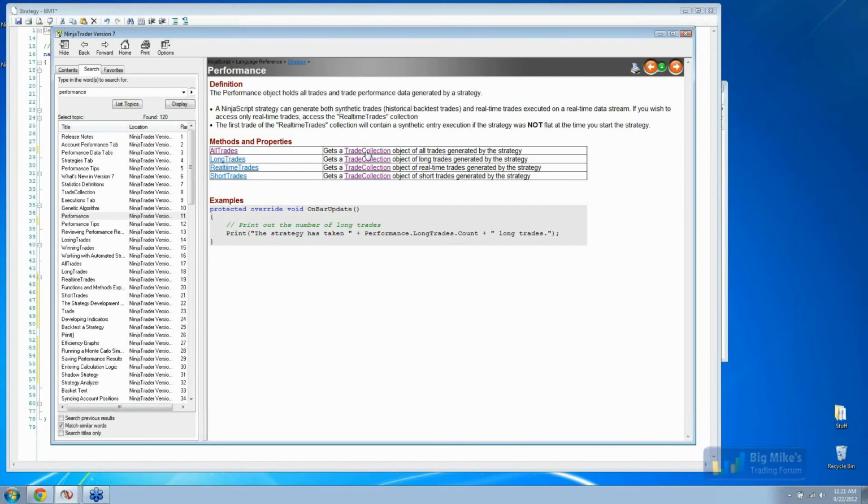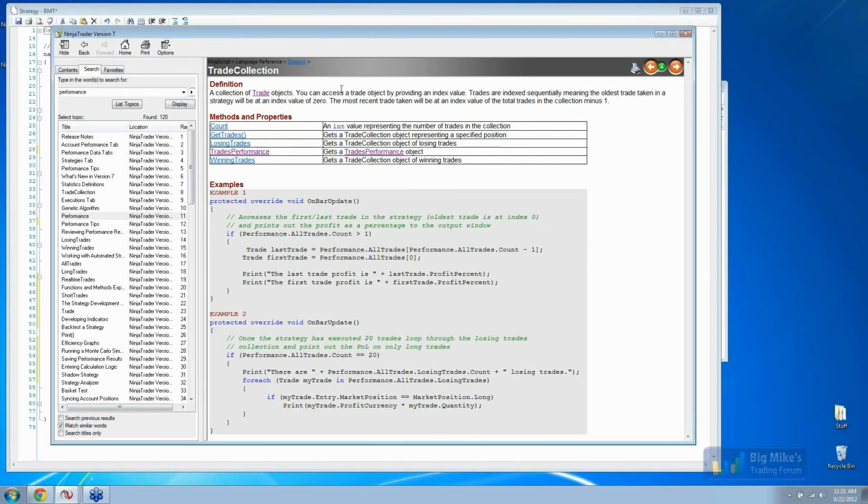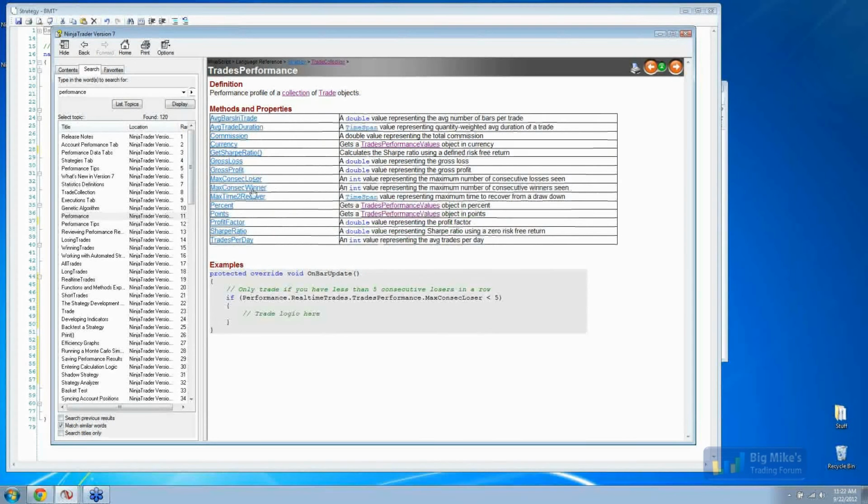So if I go ahead and click on trade collection over here, it brings me over to the trade collection article, and you'll notice that inside the trade collection object, it has a further item called trades performance. And when you click on that one, you're able to get all types of information like, what's your average bars in trade, maximum consecutive losers, maximum consecutive winners, and things like that. So it's just a bunch of statistics that can maybe help you determine what you want to do.